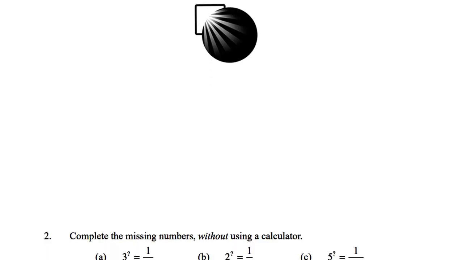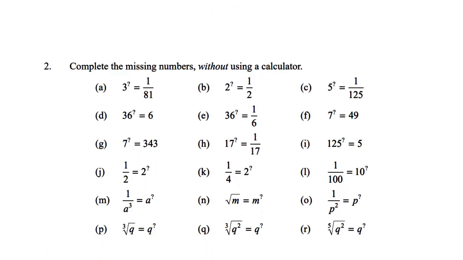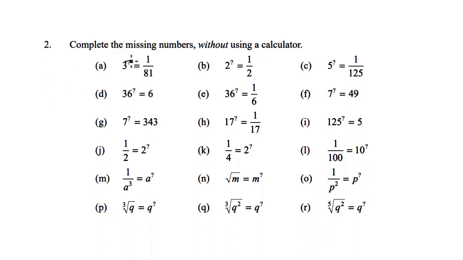Okay, let's give you guys some help on your homework. So you're asked to find what goes in the question mark here. When you see something like this, your 3 to the power of what gives you 1 over 81. So your job is to guess what goes into this box here.